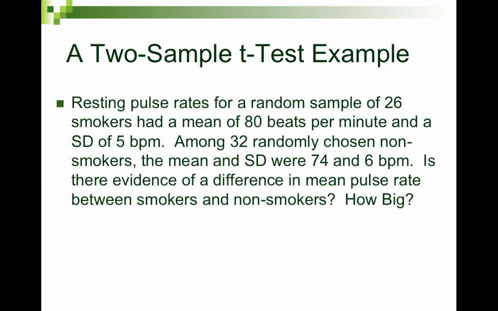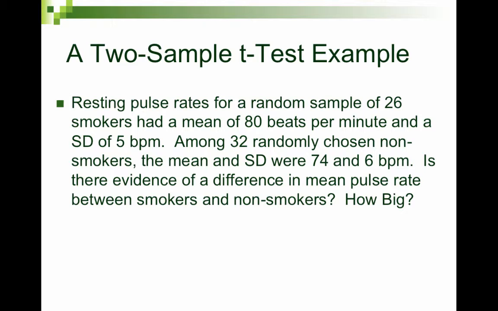Looking at a second example, we're going to do a 2-sample t-test. The resting pulse rates for a random sample of 26 smokers had a mean of 80 beats per minute and a standard deviation of 5 beats per minute. Among 32 randomly chosen non-smokers, the mean and standard deviation were 74 and 6 beats per minute. Is there evidence of a difference in the mean pulse rate between smokers and non-smokers? And if so, how big?